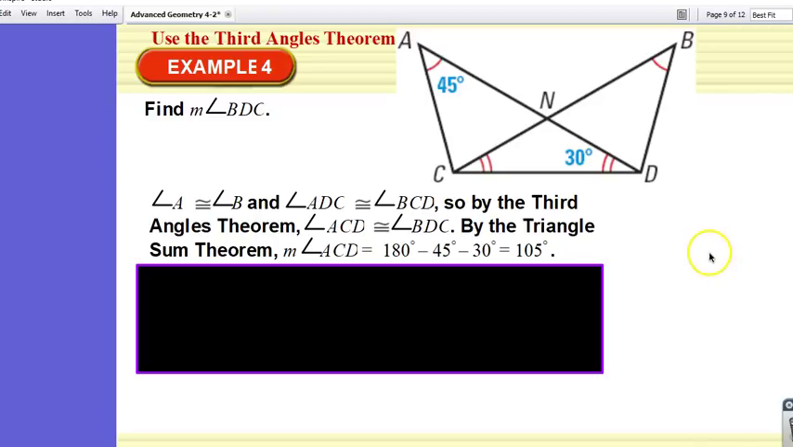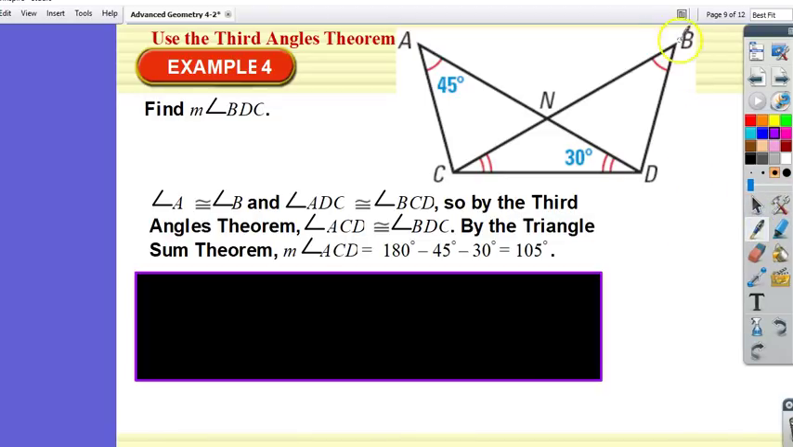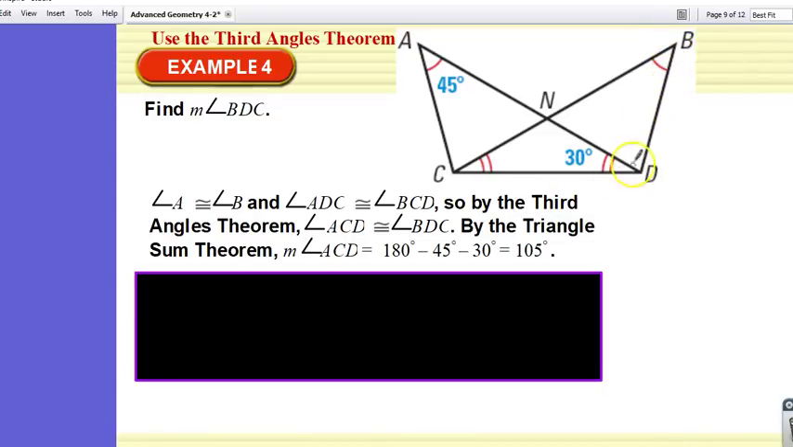Find the measure of angle BDC. The angle BDC. So we're looking for this big angle right here. Okay? That whole angle. What do we know? That's 45. It has one mark. This is 45 because it has one mark, correct? This is 30 with two marks, so this is 30.